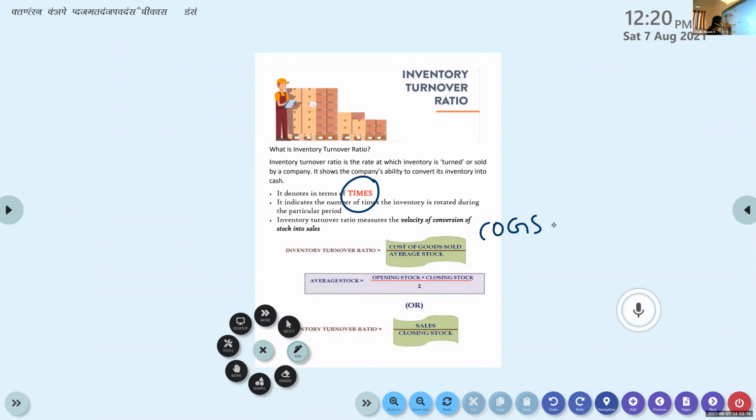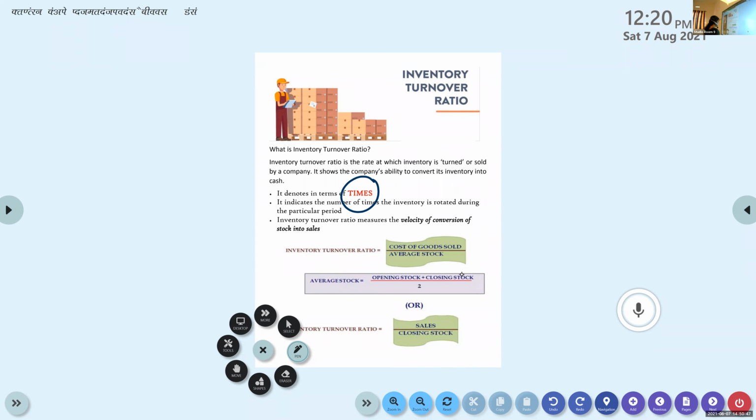You remember 11th standard portions? COGS, short form of cost of goods sold, divided by average inventory or average stock. So these are the two important main components of inventory ratio. Which one? COGS, cost of goods sold, and average inventory, average stock.